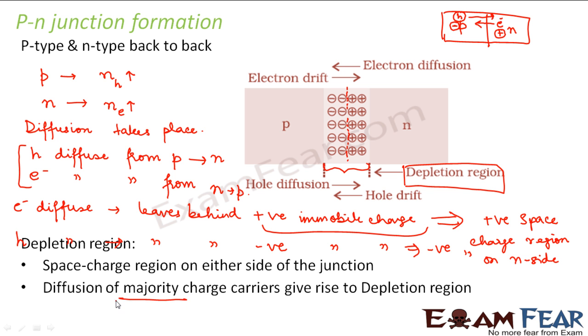Another important thing to note here is diffusion always happens with majority charge carriers, because as I mentioned before, diffusion will always take place from region of higher concentration to lower concentration. So if I am saying that electron diffusion is taking place, that means electrons are moving from a region where electron concentration is higher. That means N region. So for N region, electron is the majority carrier, right? So diffusion always takes place with majority charge carriers, and this gives rise to depletion region.